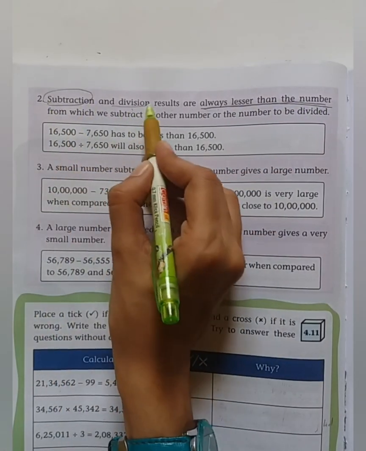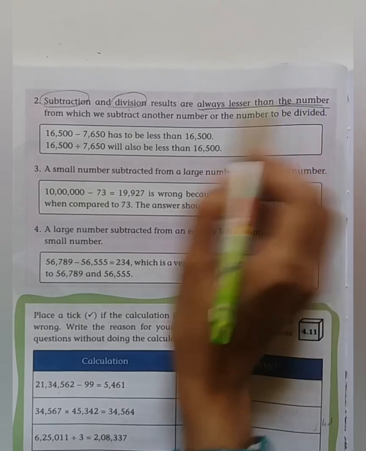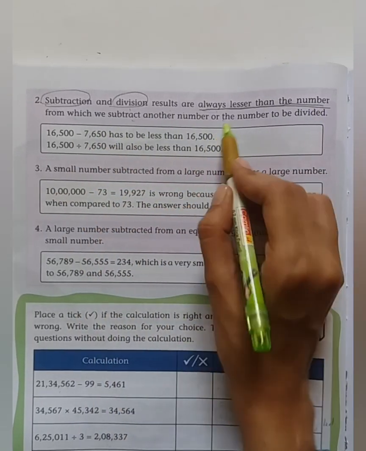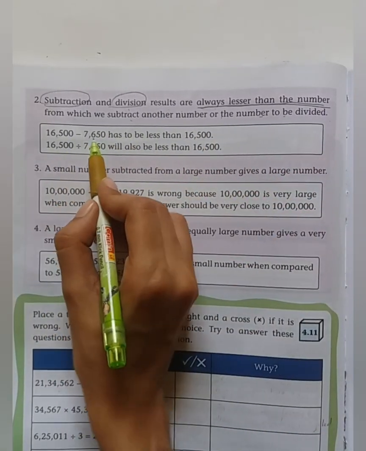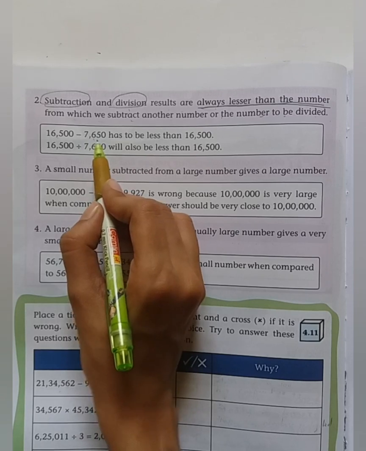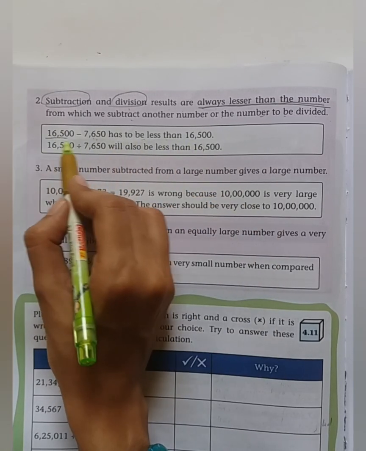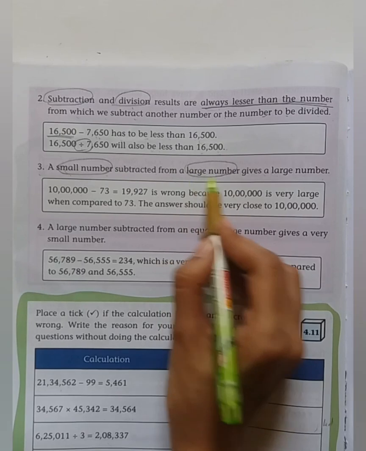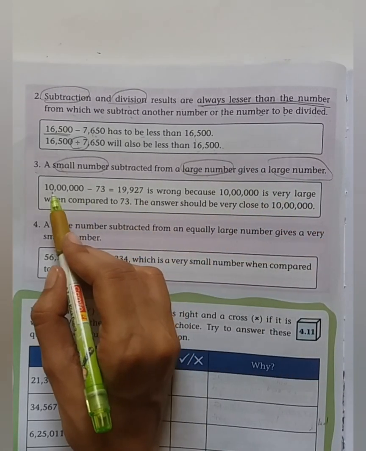Subtraction and division results are always lesser than the number from which we subtract another number or the number to be divided. Subtraction or division, the result will always be lesser. Okay, that is the second rule. The third rule, a smaller number subtracted from a larger number gives a larger number.